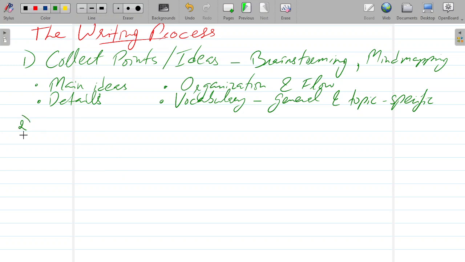The next step is writing a rough draft, and students don't do this. Even if they do, they really don't go for the second one. They think it's a waste of time. Write a rough draft. What's a rough draft?